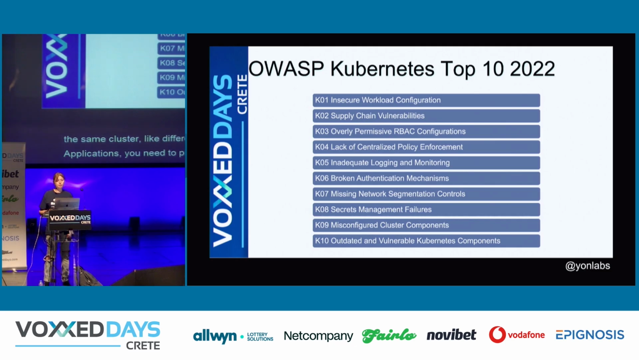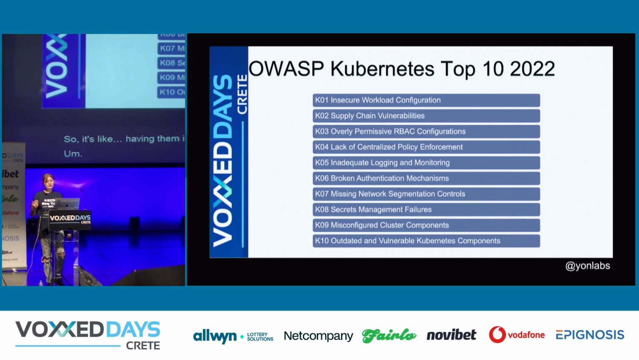K8 is also important, secrets management failure. Why? Because we need to remember that by default, the secrets in Kubernetes clusters are not encrypted. They are only encoded. So it's like having them in plain text.